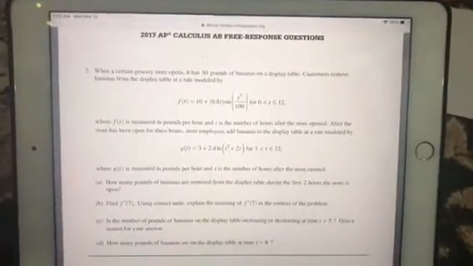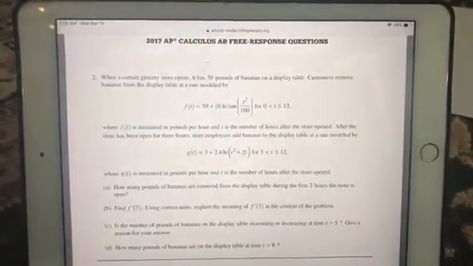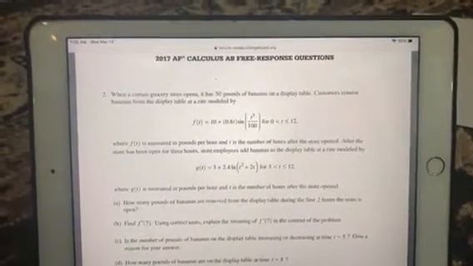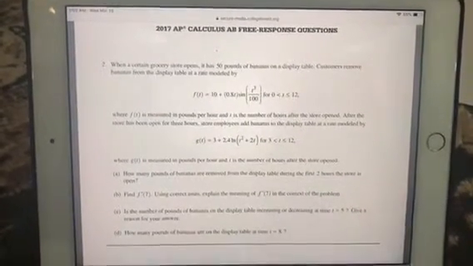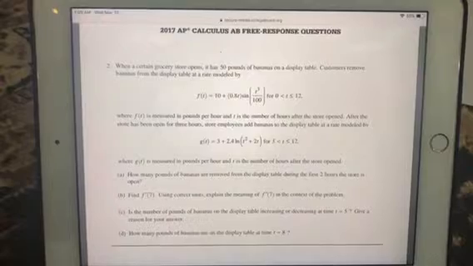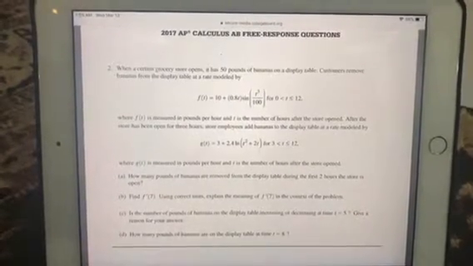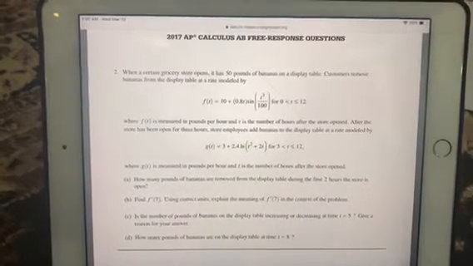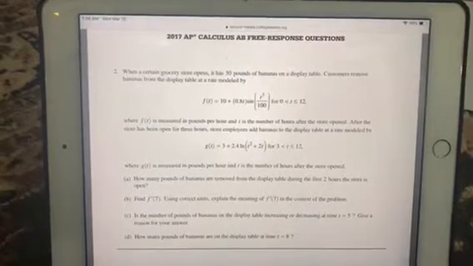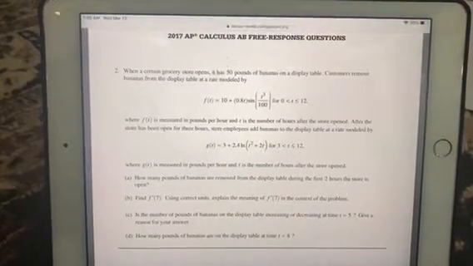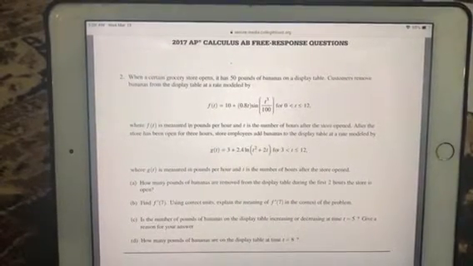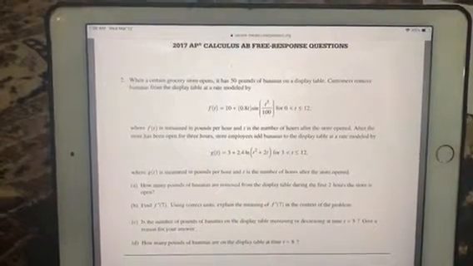I will solve question number 2 from the free response of the test AP Calculus AB 2017. The question says, when a certain grocery store opens, it has 50 pounds of bananas on a display table. Customers remove bananas from the display table at a rate modeled by f of t, where f of t is measured in pounds per hour and t is the number of hours after the store opened.